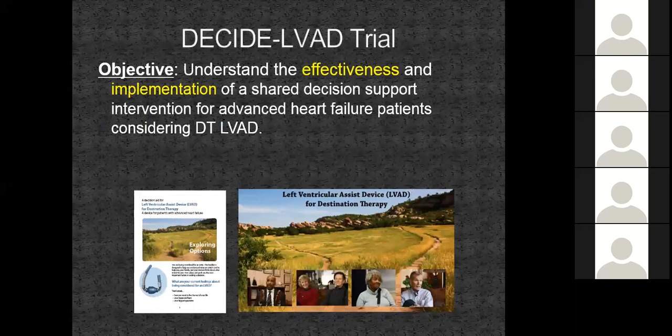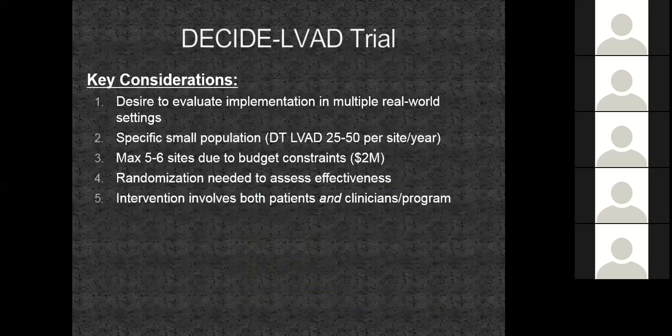So the objective of the trial was to understand the effectiveness and implementation of a shared decision support intervention for advanced heart failure patients considering DT-LVAD. The key things we considered as we were designing this trial: we wanted to evaluate implementation in several real-world settings. It's a relatively small population. There's 160 sites, and each site does like 50 a year. We could only afford about 5 or 6 sites, so we needed 6 sites to answer our quantitative power questions. And we needed some sort of randomization to assess for effectiveness. That's what led us into the design that I'll talk about coming up.